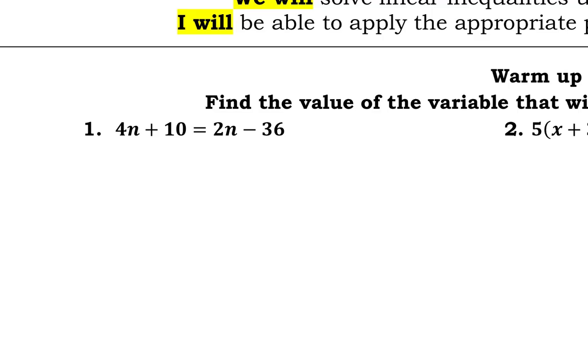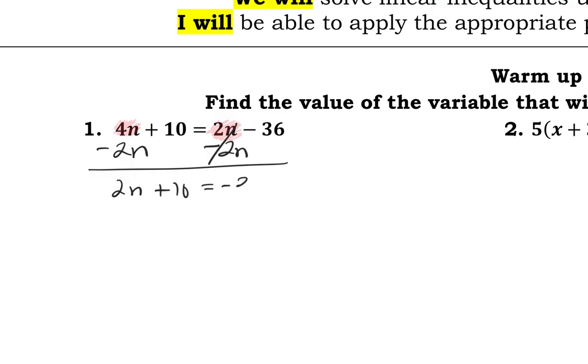All right, so again, if this is a step that helps you, definitely highlight your variable, right? And the goal is just to have one. So if I have 4n and 2n, which one do y'all want to move over, the 4 or the 2? The 2? Do we want to add it or subtract it? Subtract it. So let's subtract the 2n on both sides, so minus 2n on both sides. And we have 2n plus 10 equals negative 36. All right, still highlighting that variable. We have only one item highlighted, which is what we want.